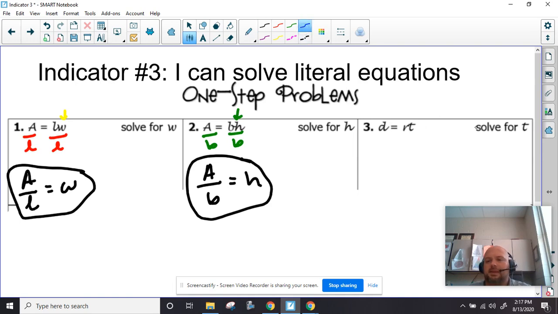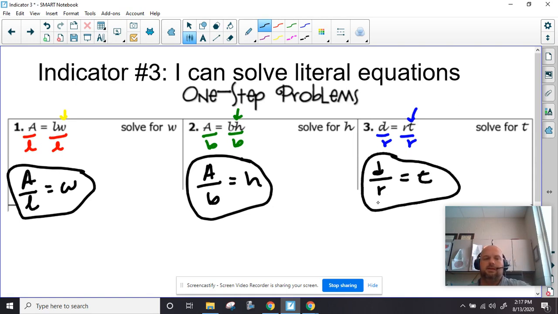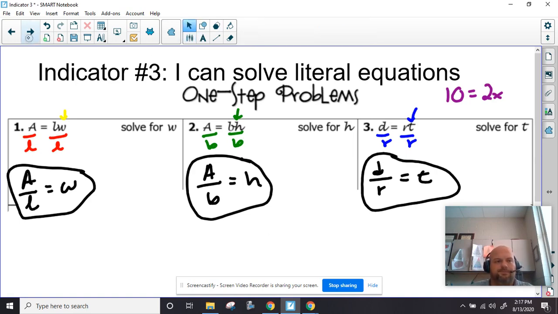Okay. All right. Right here, we're solving for t. T's right here. It's being multiplied. So d over r equals t. Now, if we look at these three equations right here, just look at them. We divided on all of them. These were all one step. And it would have been the same thing as if we would have had something, for instance, 10 equals 2x on all these. We were just dividing. Okay? So you need to look at what you're trying to solve for.